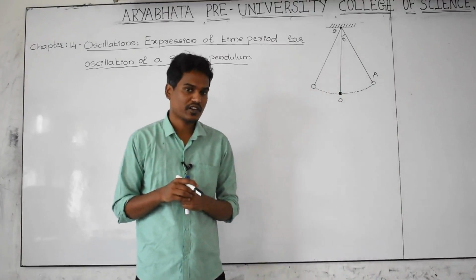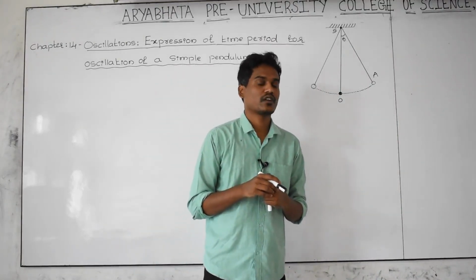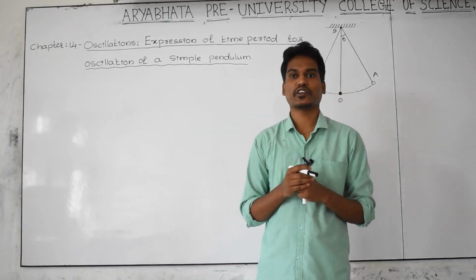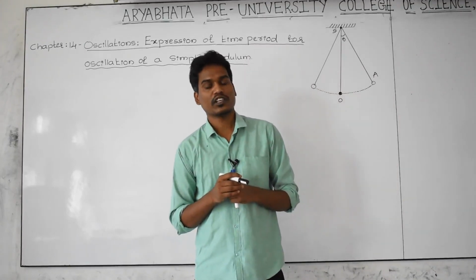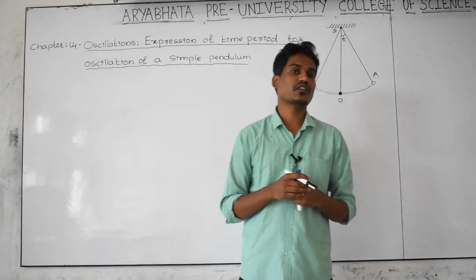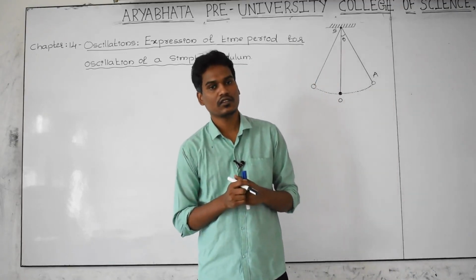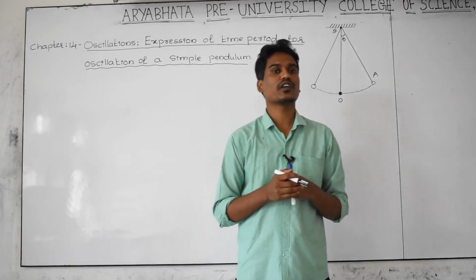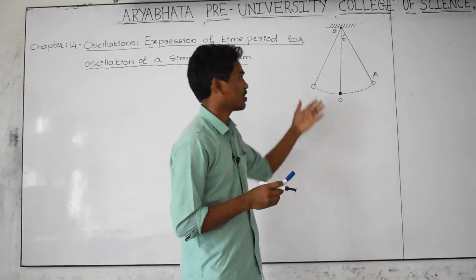Already we have derived the equation for a spring. Whenever a loaded spring is executing simple harmonic motion, what is the time taken by the spring to complete one cycle? We already derived the equation T is equal to 2 pi root of m by k. But now the concept is different.